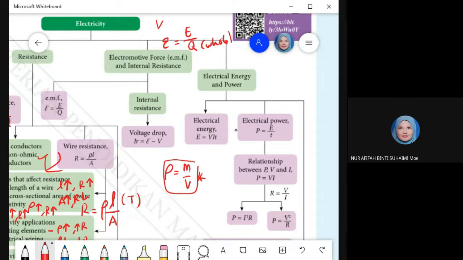Okay, and then internal resistance is the voltage drop. Voltage drop in the battery. Okay. So yang ni, yang EMF ni dia lebih kepada bateri ya, lebih kepada bateri. Bateri yang kita guna. Okay.